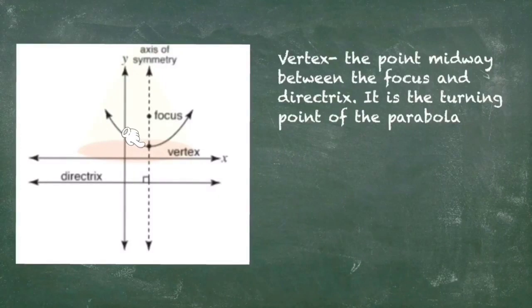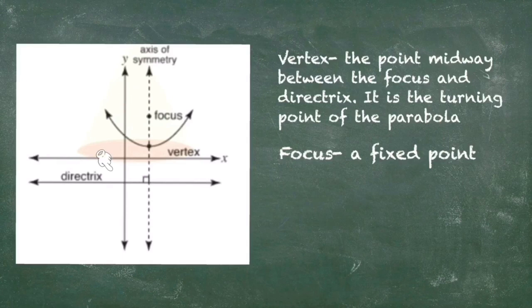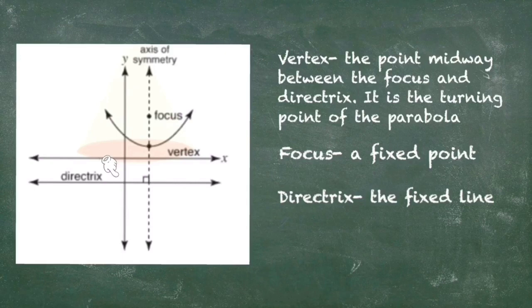Vertex, the point midway between the focus and directrix. It is the turning point of the parabola. Focus, this is the fixed point of the parabola. And the directrix is the fixed line of the parabola.